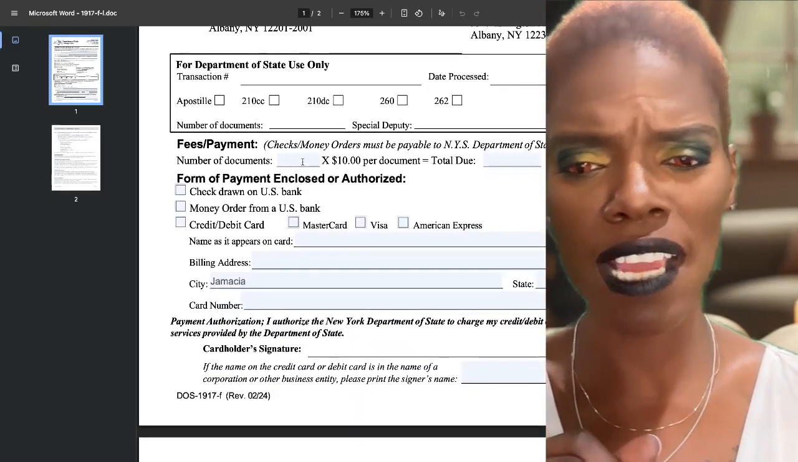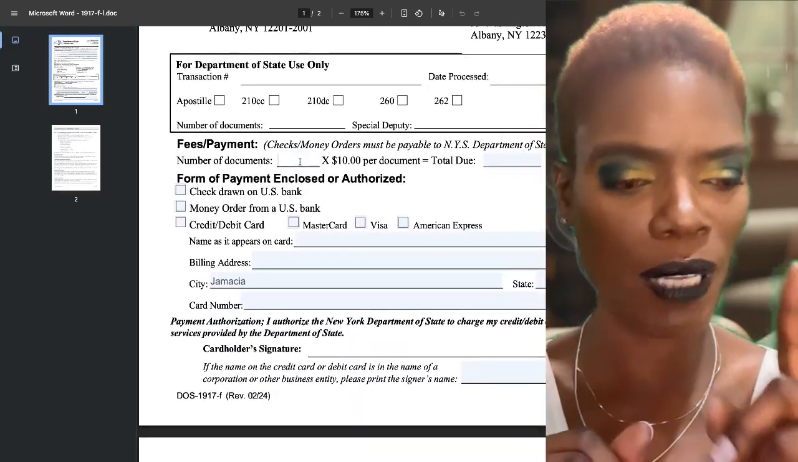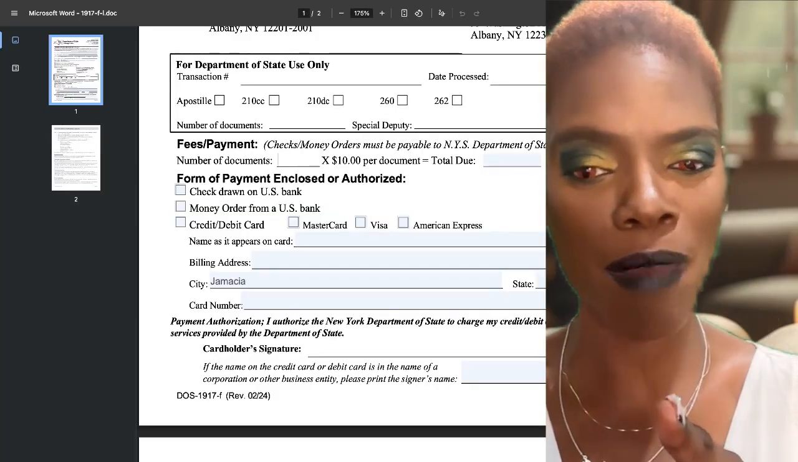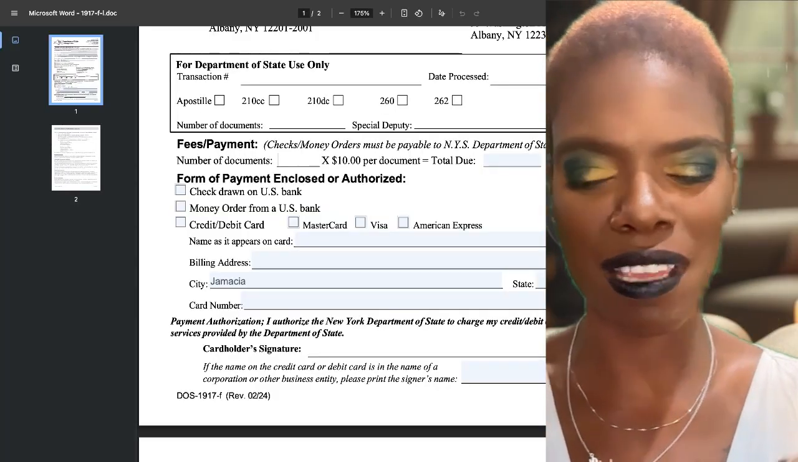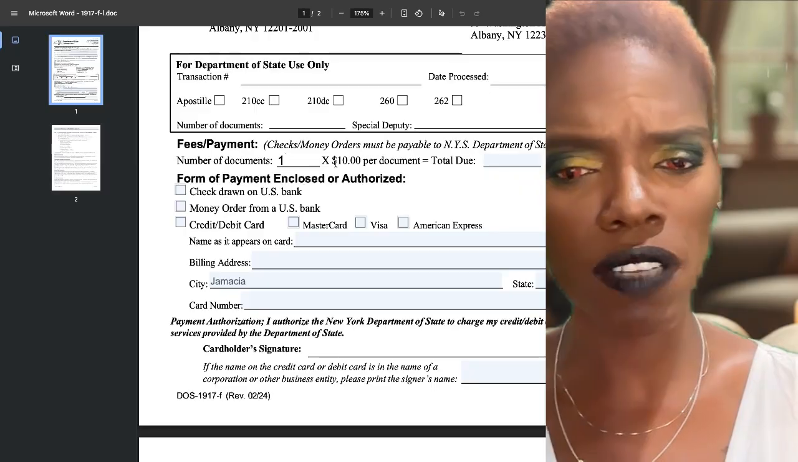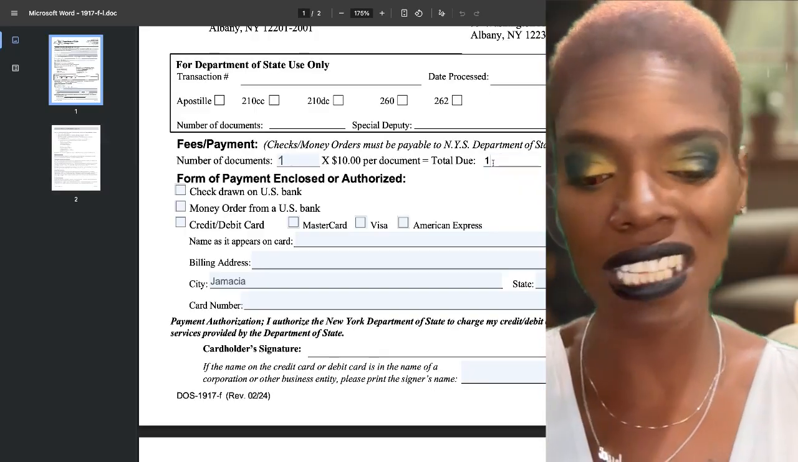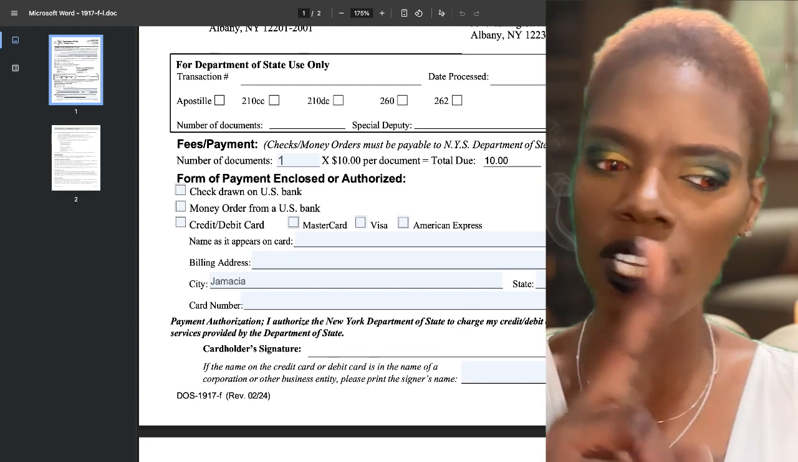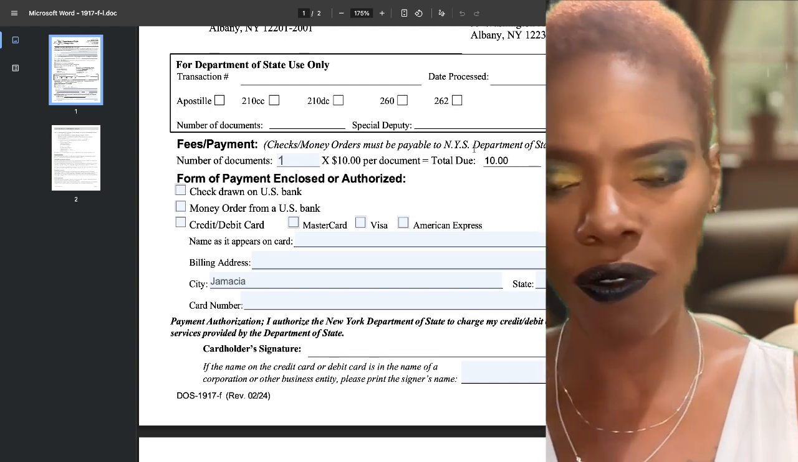We're going to move on down to the number of copies. You can order as many copies as you like. Just make sure that the amount that you are ordering matches the amount of the money. So for instance, if I'm getting one, that equals $10. If we're going to get two, it equals $20. If you're getting three, $30, and so forth, okay?